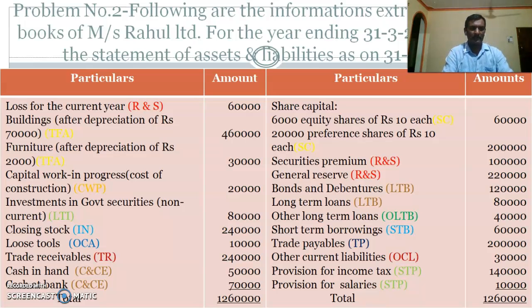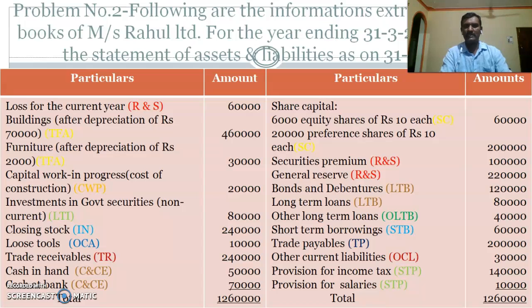And next is capital work in progress. The name itself shows the item, capital work in progress. Then investments in government securities is non-current, so it comes under long-term investments. And there is a closing stock. It comes under inventories. Then loose tools is an other current assets item. Trade receivable, cash in hand and cash at bank are items of cash and cash equivalents. Now coming to the right hand side, there is an item called share capital.